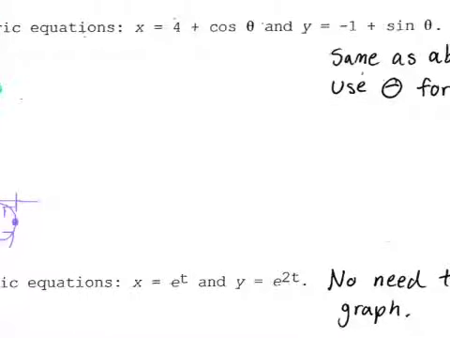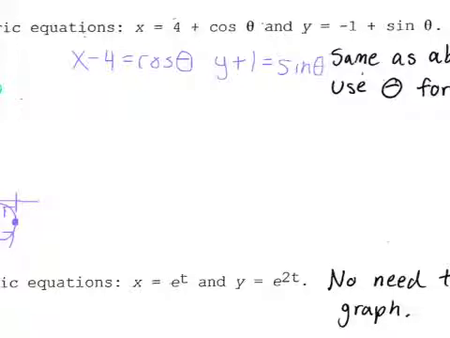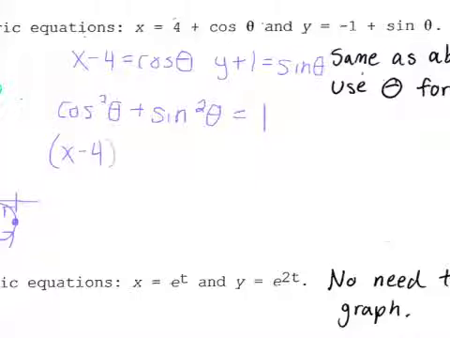So scrolling over here, we have x equals 4 plus cosine theta, so we're going to subtract 4 to the other side and just have x minus 4 equals cosine theta. And we will do the same. We'll add 1 to the other side and have y plus 1 equals sine theta. And now we're going to use the identity cosine squared theta plus sine squared theta equals 1. And we'll plug in an x minus 4 for cosine and a y plus 1 for sine.